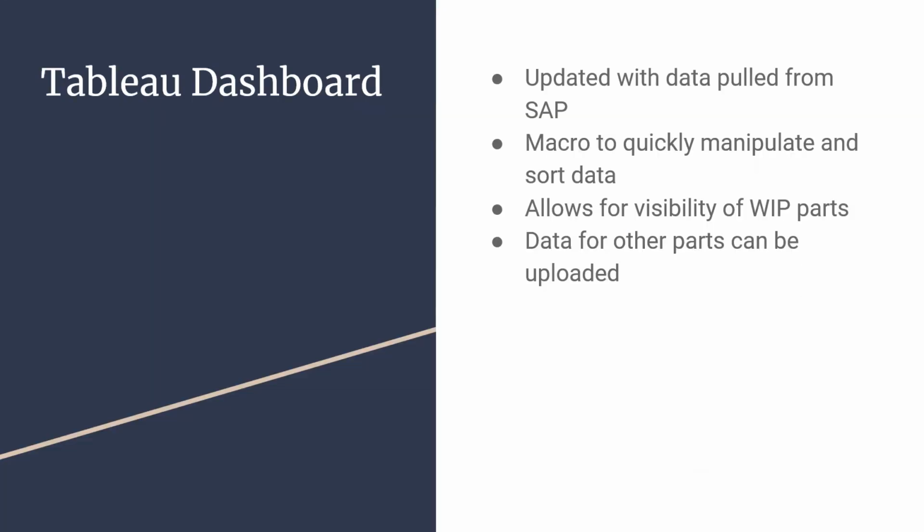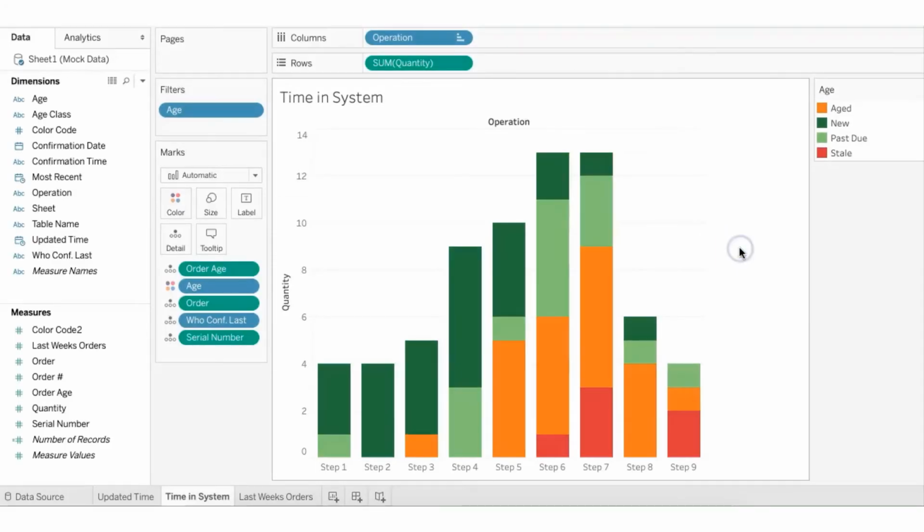The Tableau dashboard uses data from the company's SAP system. A macro written by the team prepares the data to be read by the Tableau file. This dashboard shows the progress for parts through the system and can even be used on other product information pulled from the SAP system. Shown here is a like-for-like dashboard with the one designed, however with mock data.